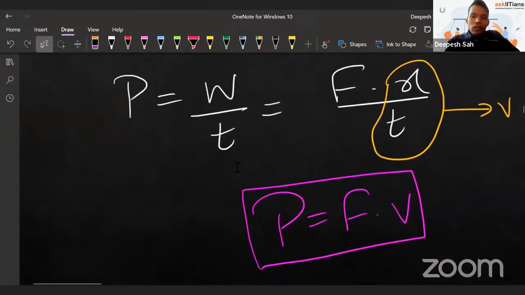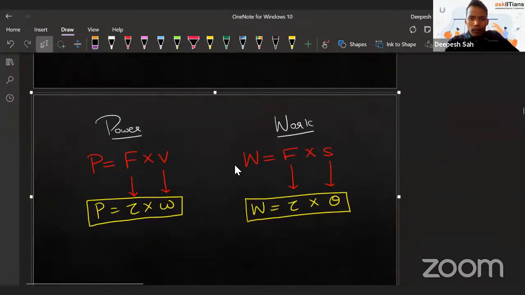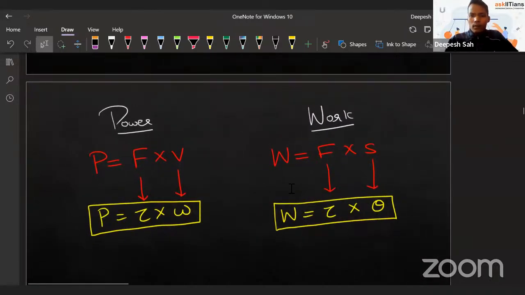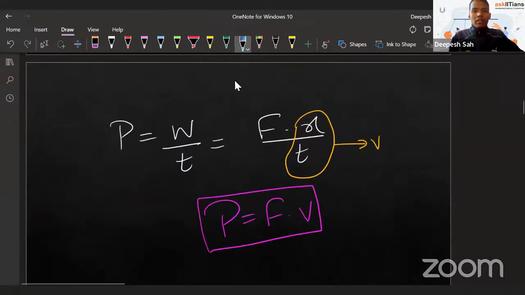Why? Because the formulas for power and work in the linear case are very easy for us. Power is actually the product of force and velocity. I think you know this formula. If you don't, let me tell you. The formula is very simple: power is equal to work done by time, and work can be written as force into displacement. So displacement by time is equal to velocity, and power can be written as force into velocity.